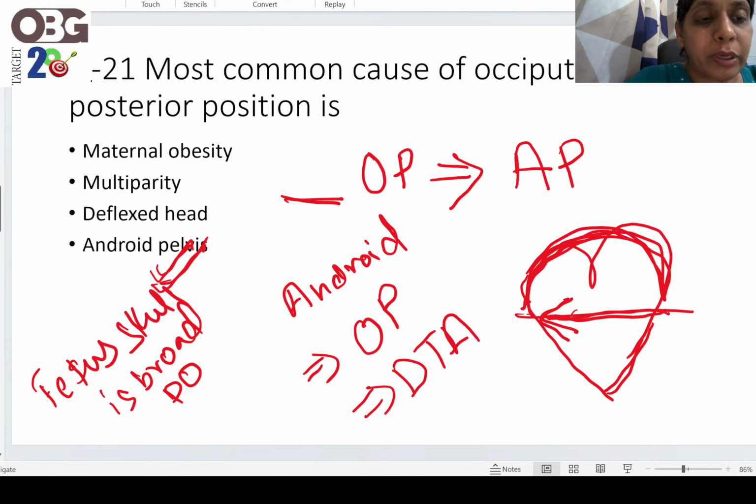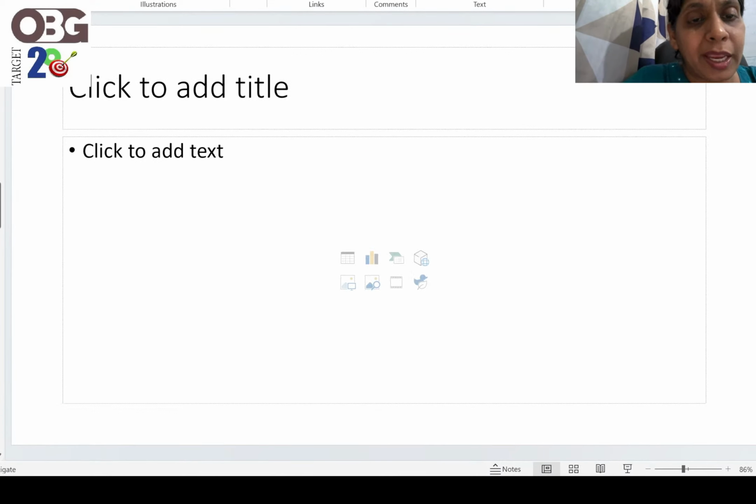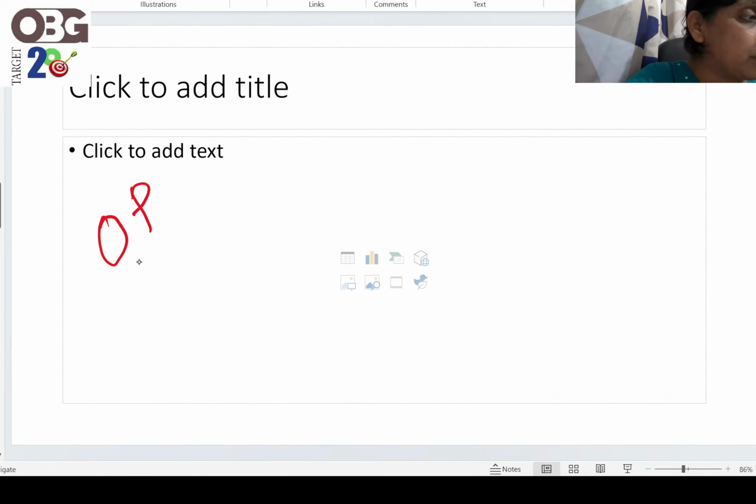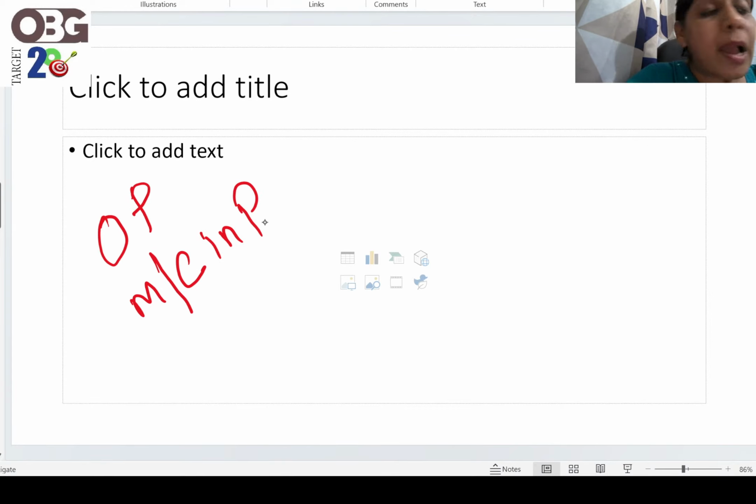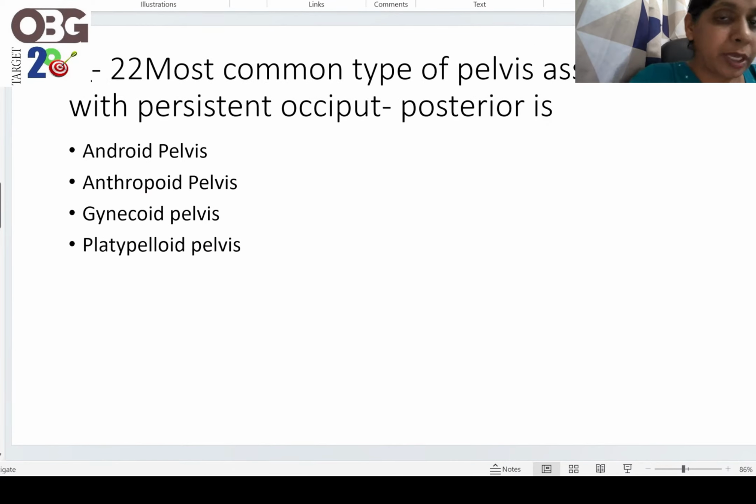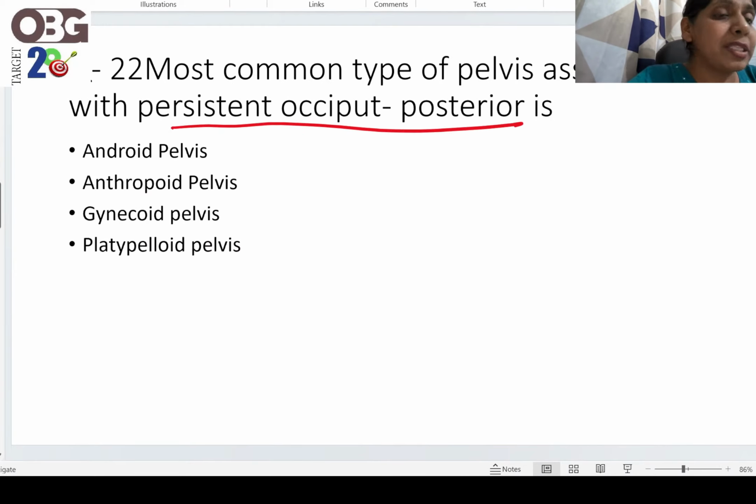And one thing more I would like to tell you: the occipito-posterior position is the only malposition or malpresentation which is most common in primis. Otherwise all malpresentations are common in multis, okay. Most common type of pelvis associated with persistent occipito-posterior: should I explain it? Anthropoid pelvis.